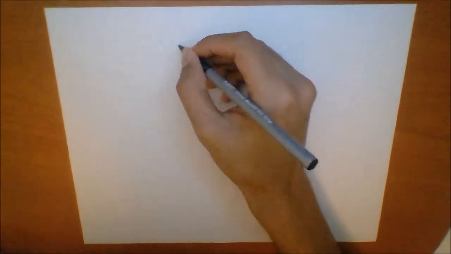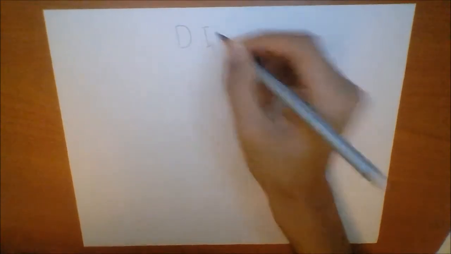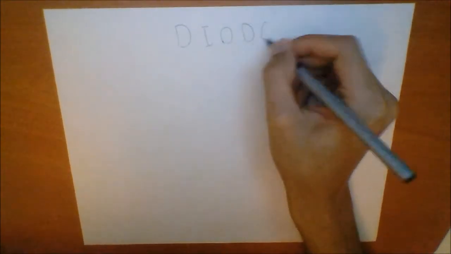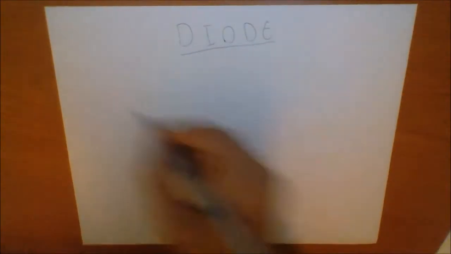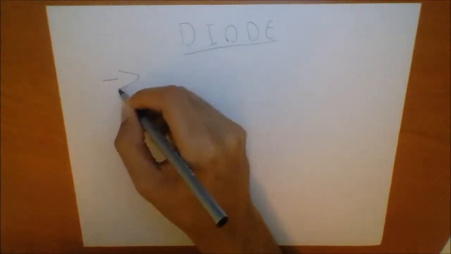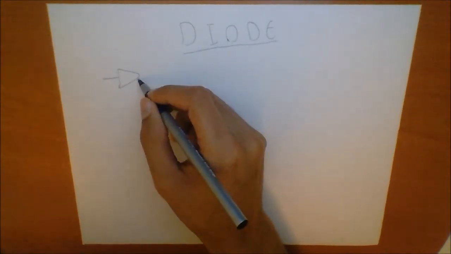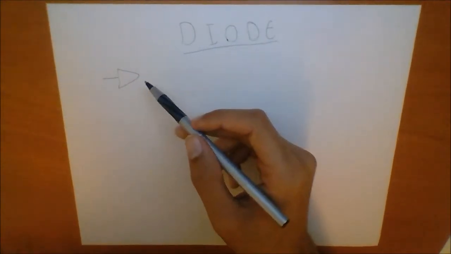Hi, today I'll go over the concept of a diode. Now, what is a diode? A diode is one of the most important circuit elements in microelectronics. Here we see the circuit symbol for a diode that's shown in popular circuit diagrams.